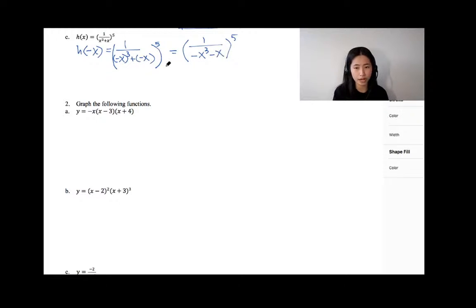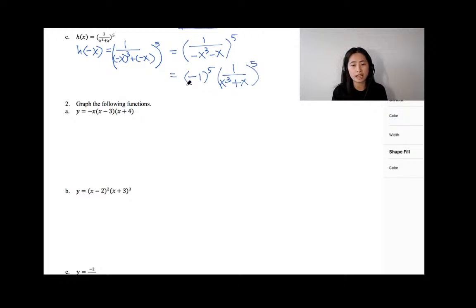From there, we can take out this negative sign, such that this is now negative. And by the way, because you have 5 here, we can say that this is negative 1 raised to the power of 5, because you're taking the negative 1 out from an exponent of 5. So you need to make sure you have that 5 there. Then you can rewrite this as 1 over x cubed plus x, raised to the power of 5. Okay, so there we have it.